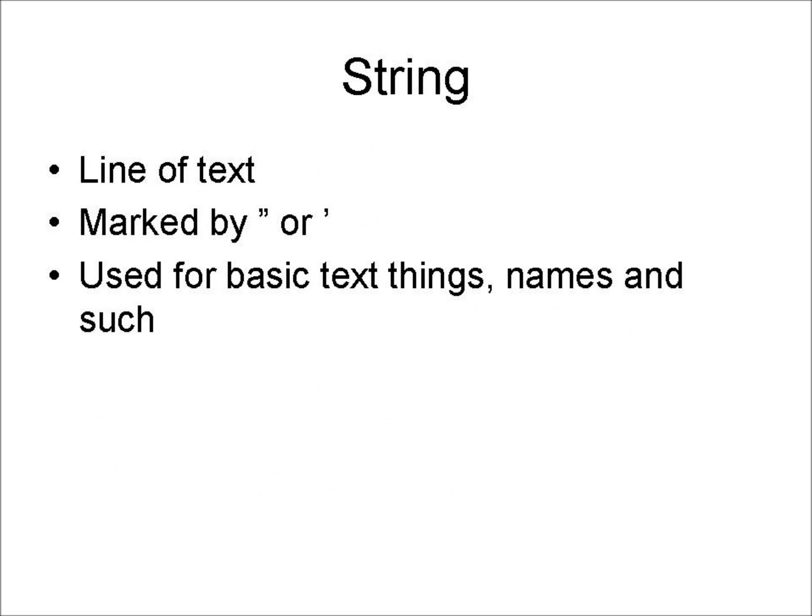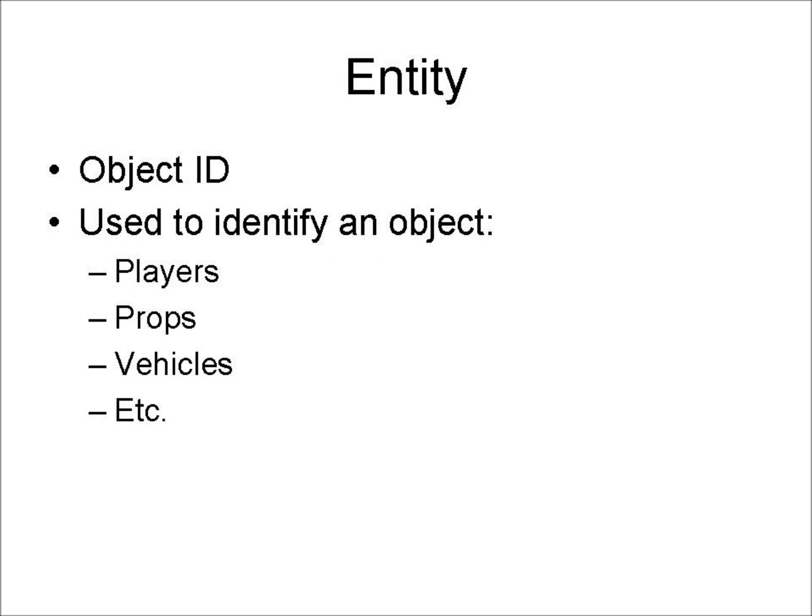A string is basically a line of text. It's marked by quotation marks or apostrophes. It's used for basic text things like names and such. An entity is basically an object. For example, everything on the map, every prop, every vehicle, every player is an entity. You use entity functions to identify whether an object is a player, if it's a prop, if it's a vehicle, or if it's something else. You can use it to determine if a player is alive, what a player's name is, and things like that.